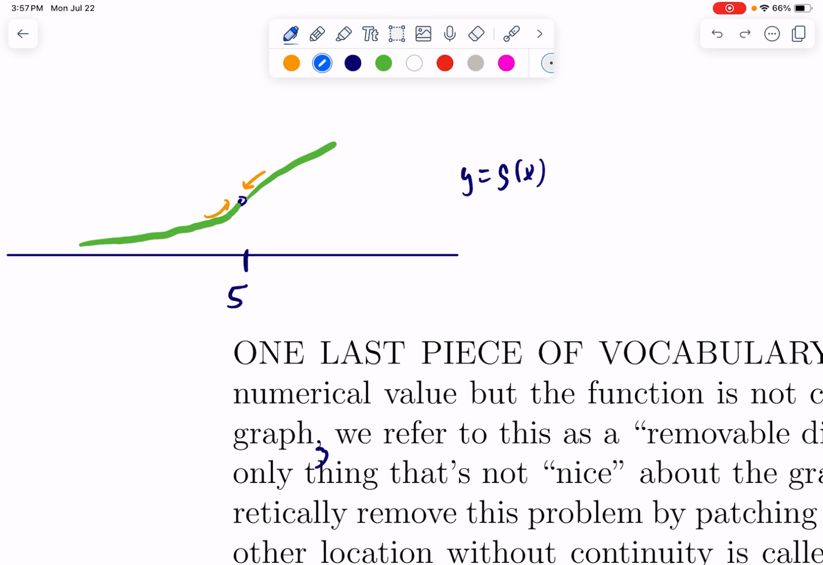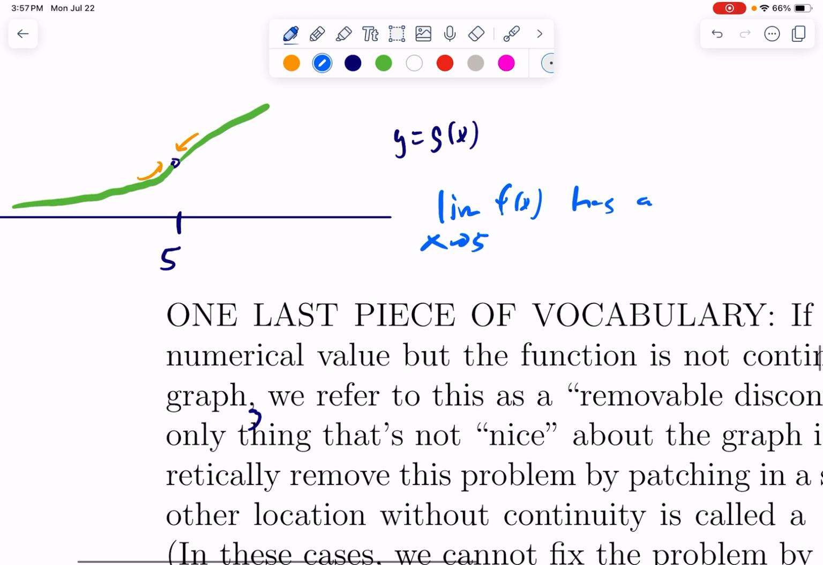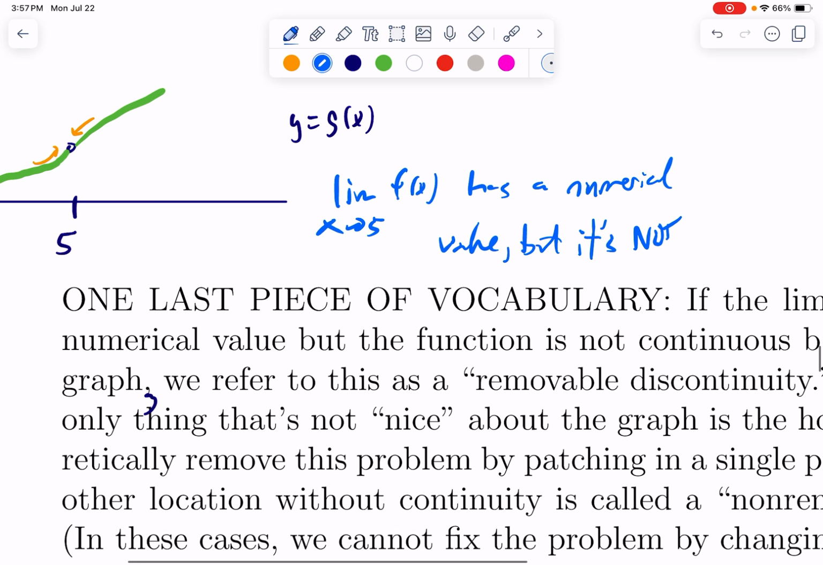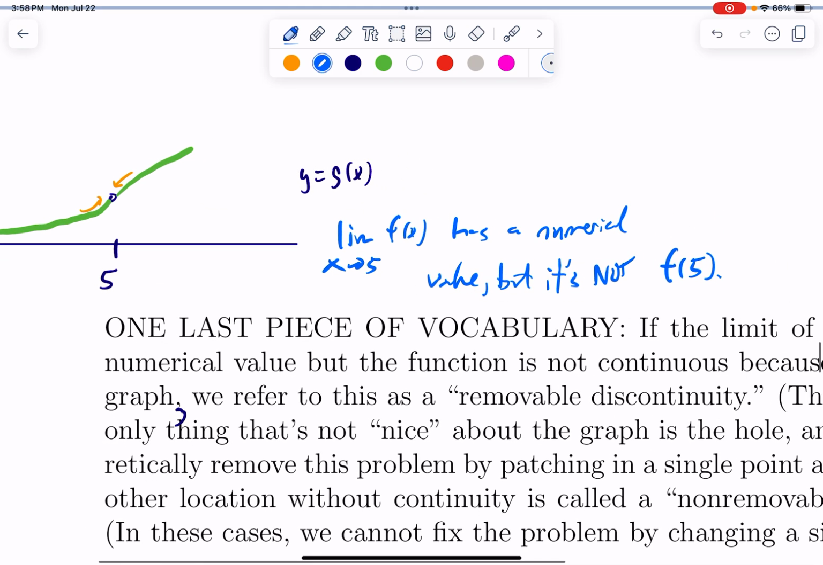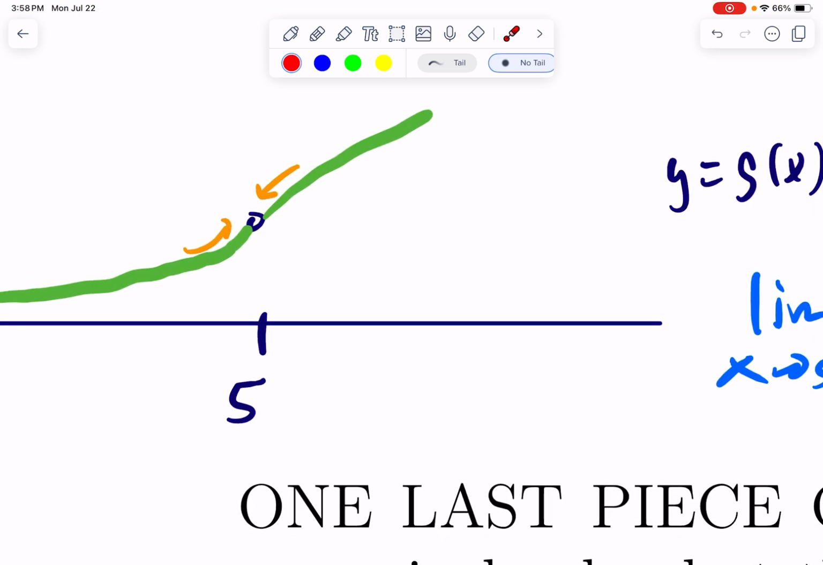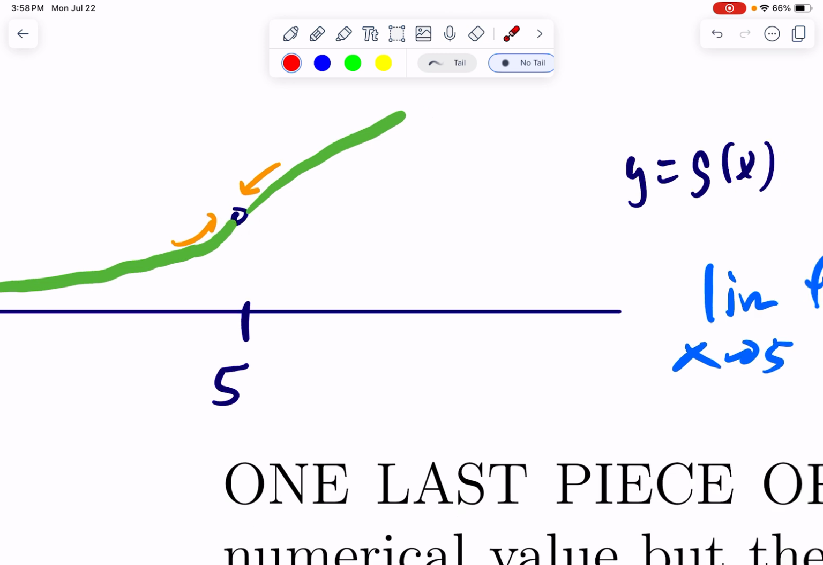So what we can observe here is that the limit as x approaches 5 of f of x has a numerical value. But it's not f of 5. In this case, it's because f of 5 doesn't even exist. Maybe f of 5 is some other number. But we have a limit. We feel like near this point, everything's super nice. It's just that at that point, something really strange is going on. The very informal term for this is a hole in the graph. That's not very technical, but people use this all the time. It's one little missing point.